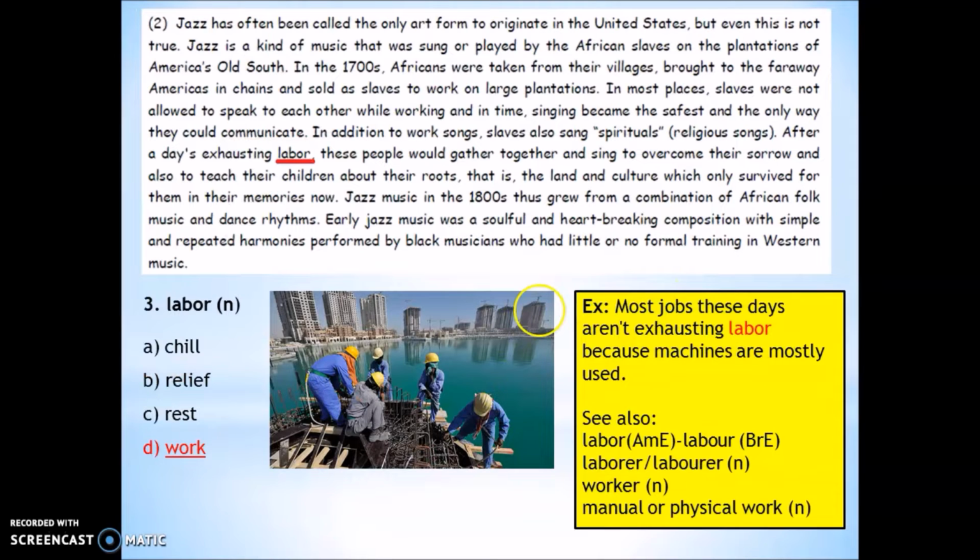Labor. Surely, in this context, it was the work, because chill, relief, and rest have more or less the same meaning. They mean to relax, to chill, to have a rest. And of course, we have the word work. Usually, in this context, it's manual or physical work. You have to use your physical power to do this work.